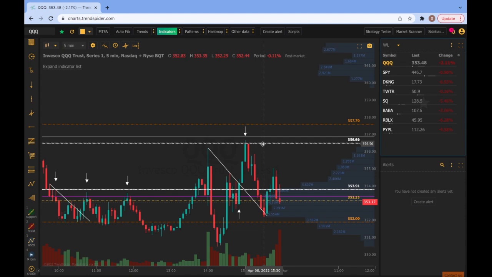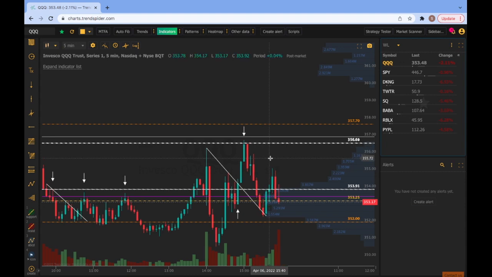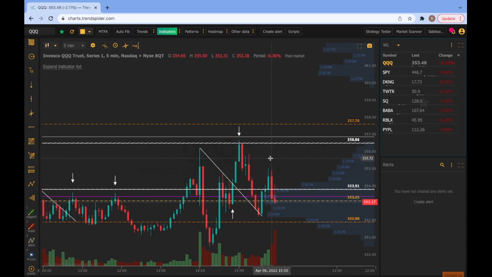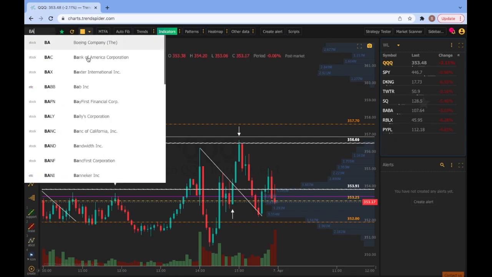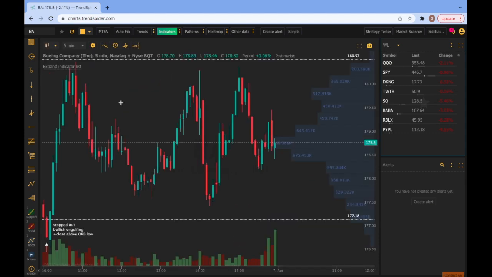These levels, how well they are respected is honestly pretty insane to me. But that's how I use ORB. It's a pretty simple method, but the keys here are just going to be using candle types and waiting on that patient entry, and also managing your stop loss, right? I'll show you BA from today. I actually played BA and got stopped out. No strategy is 100% effective.